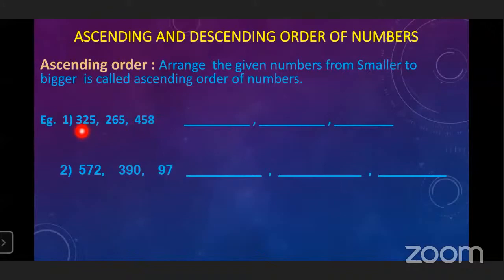So you see the higher place. On the higher place, in the first number, which digit is here? 3. Okay. And in the second number, which digit is on the higher place? 2. And in the third number, which digit is on the higher place? 4. Means here 3, here 2, and here 4. So which number is smaller? 265, because this number has a smaller digit on the higher place.